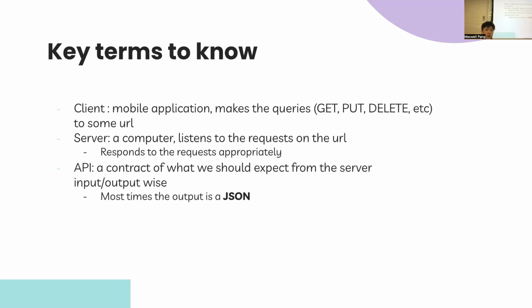The server is a computer, either a local one sometimes, but most often a virtual or remote one. It listens to the request on the URL and it responds appropriately. And this is the job of the backend, to listen to requests and respond. The backend also provides what we call an API. This API is a contract of what we should expect from the server input and output wise. Most of the time, the output is a JSON file.